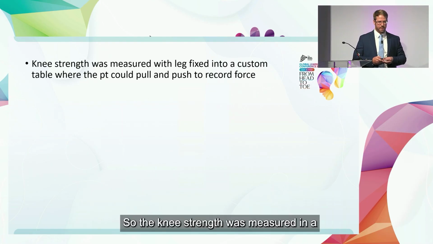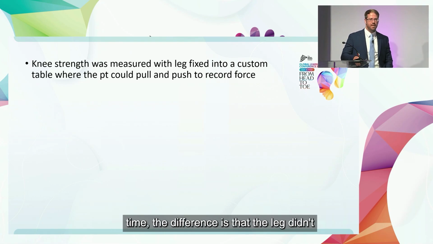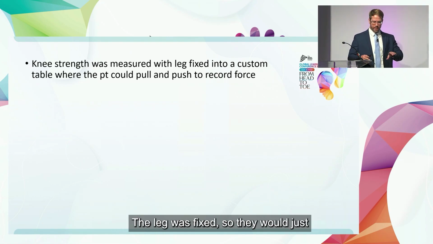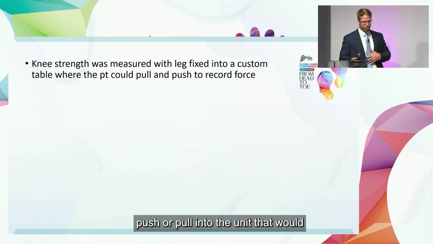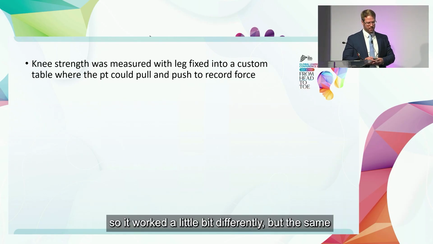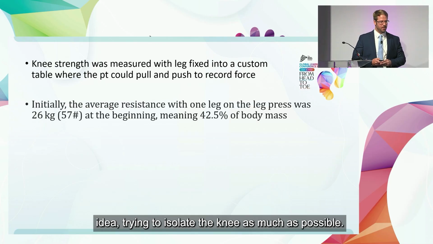So the knee strength was measured in a similar way as we discussed before, but this time the difference is that the leg didn't actually move through a range of motion. The leg was fixed, so they would just push or pull into the unit that would measure how hard they could push. So it worked a little bit differently, but the same idea, trying to isolate the knee as much as possible.